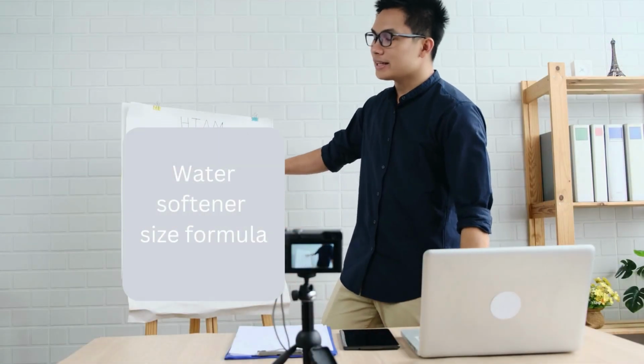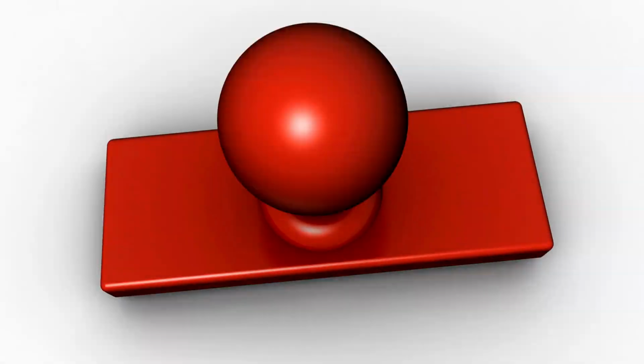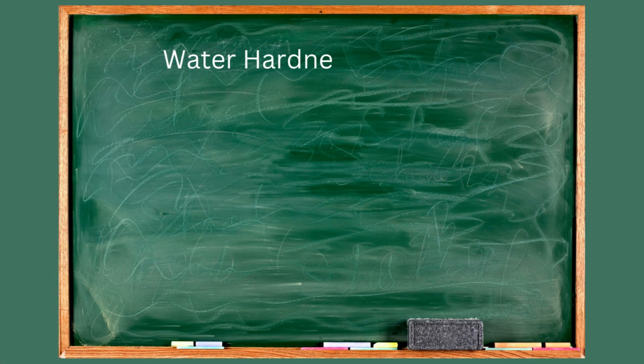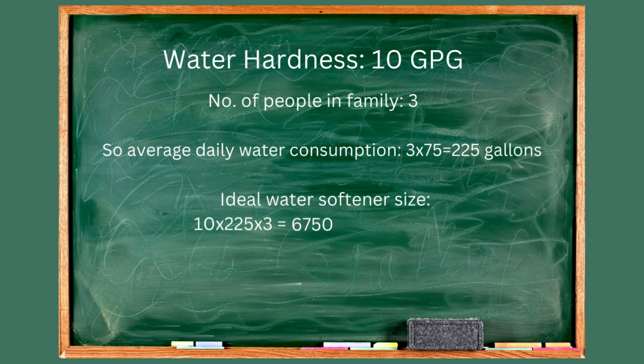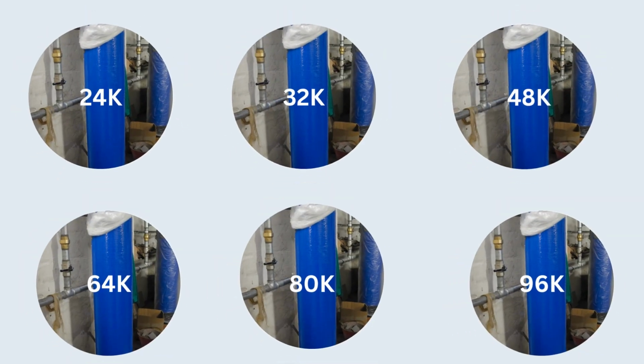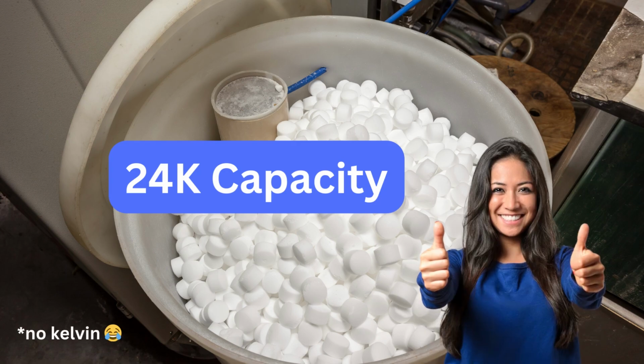With all components of the formula demystified, let's see an example. Let's say your drinking water has 10 GPG of hardness, and you've 3 people in your household. We'll take your daily household water consumption as 75 times 3, or 225 gallons. So using the formula, we find you need a 6750 grain capacity softener. Now softeners often come in standard sizes, so seeing this we can go for a 24K grain capacity.